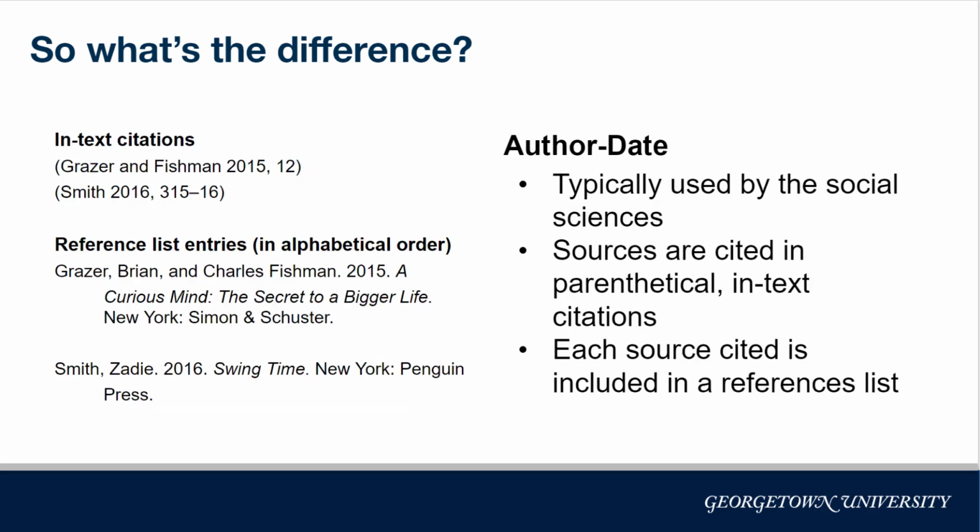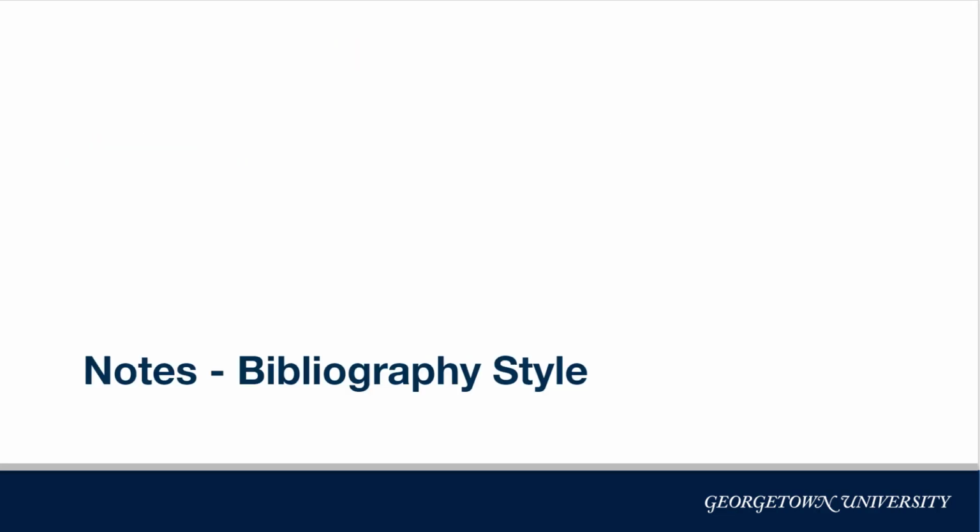In Author Date, sources are briefly cited in the text, usually in parentheses with the author's last name and year of publication. Each in-text citation matches up with an entry in the reference list, where full bibliographic information is provided. Let's start with Notes Bibliography style.